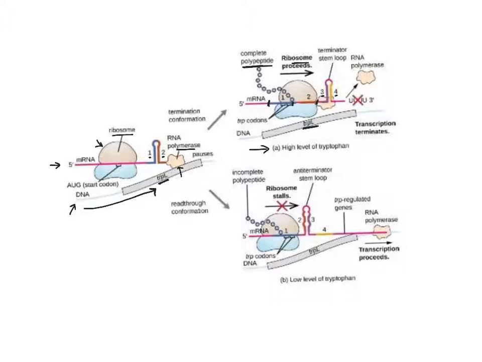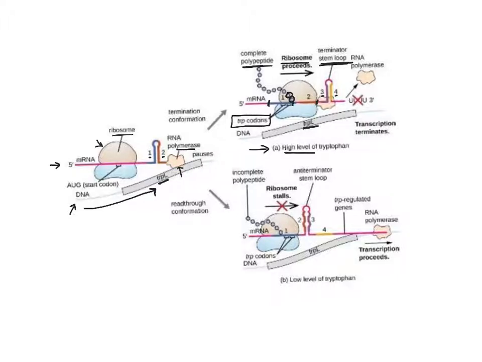But then we have this terminator stem loop that's going to form. The reason that this stem loop forms is because we have tryptophan in the environment, because we have a high level of tryptophan. It's going to bind to this leader peptide. It's required right here. So we have our tryptophan codons, which code for tryptophan. Since they code for tryptophan and we have tryptophan, our ribosome proceeds and keeps moving without a pause. It's not going to stall. And so it's going to bump into this terminator stem loop.